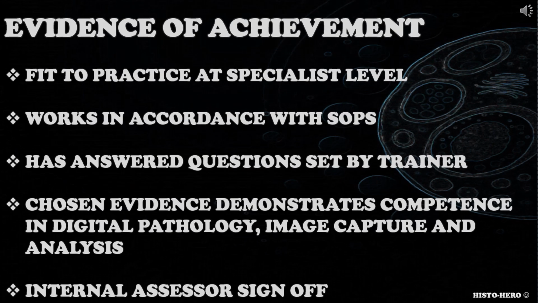Each subsection also has evidence of achievement. This is a part where you, the training officer, sign the candidate off as competent and fit to practice as a BMS at the specialist level. By doing that, you will confirm that the candidate can work in accordance with local SOPs relevant to this subsection. This will also confirm that the candidate has answered questions set by you to test their knowledge and skills relevant to this subsection. And you will also confirm that the candidate's chosen evidence demonstrates their competence, relevant to this subsection.